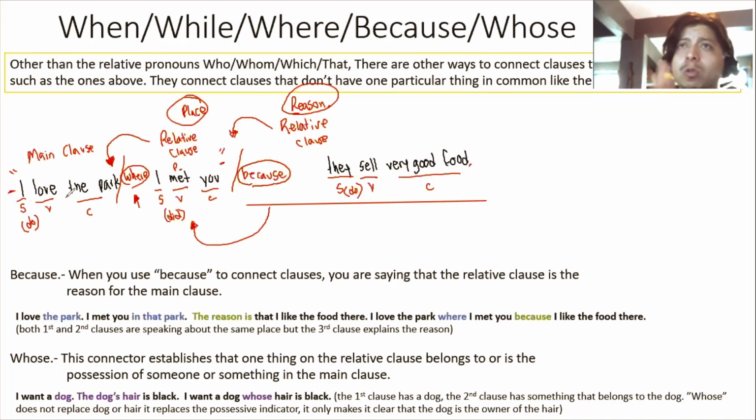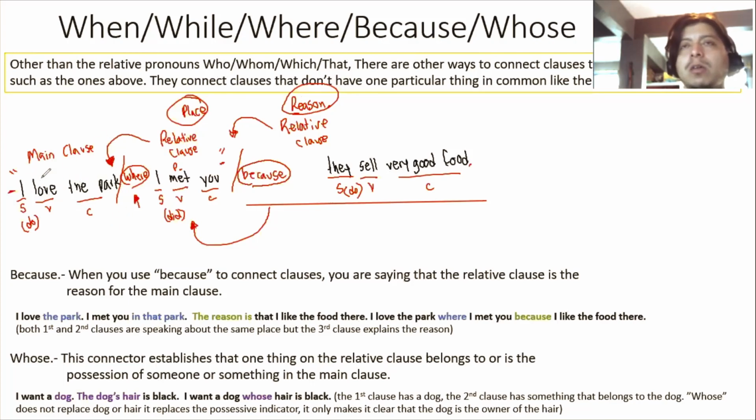Okay, ¿cómo usamos el because? Because también puede funcionar aquí. Lo ponemos al principio de una cláusula y aquí demarca que aquí empieza una cláusula relativa. ¿Sí? Está empezando con because y está diciéndonos que esta cláusula que está subrayada está explicándonos la razón de la cláusula principal. ¿Sí? ¿Por qué me gusta ese parque?